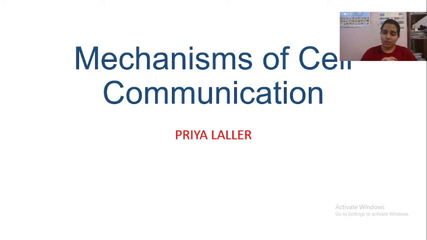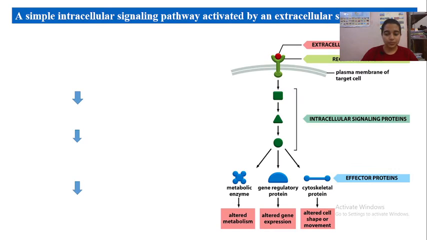So, this communication between the cells is done by signaling pathways. Signaling pathways are of two types. One is the intracellular signaling pathway and the other is the extracellular signaling pathway. Let's talk about the intracellular signaling pathway first of all.